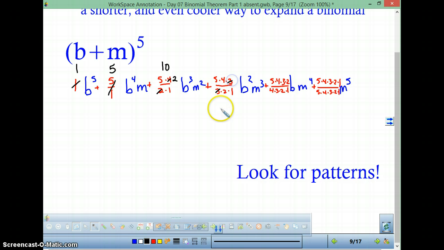How about this coefficient? The 3's cancel. The 2 and the 4 cancels. Now I have 5 times 2 is 10. What happens here? 4's cancel, 3's cancel, 2's cancel. I end up with 5. What happens here? They all cancel. I have 1. Can you see that these coefficients are exactly like the sixth line of the Pascal's triangle?